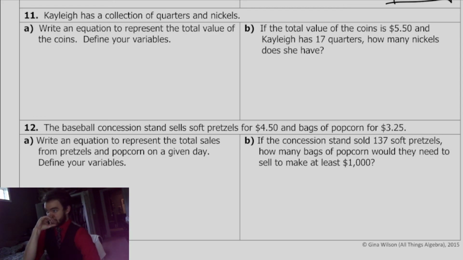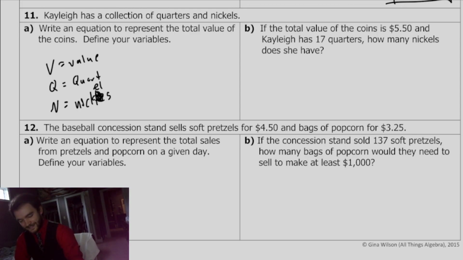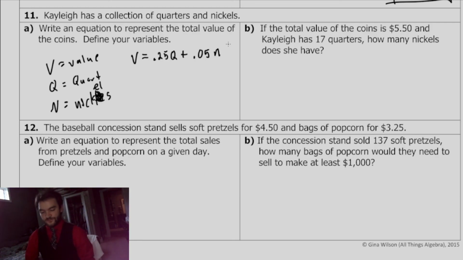Quarters and nickels. These ones are always a thing. So, a collection of quarters and nickels. Write an equation to represent the total value of the coins. Define your variables. Okay. So, let's say V equals value, Q equals quarters, and N equals nickels. So my value equals, how much is a quarter each? 0.25 per quarter plus 0.05 per nickel.